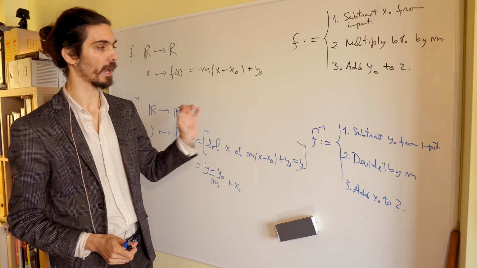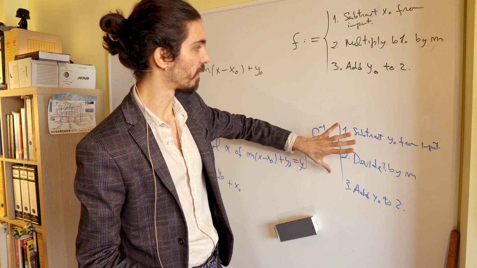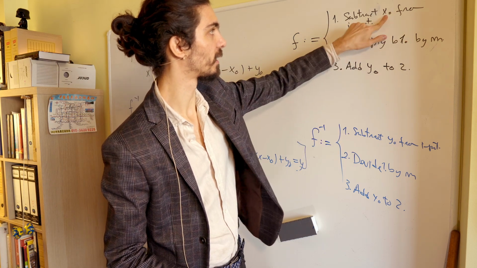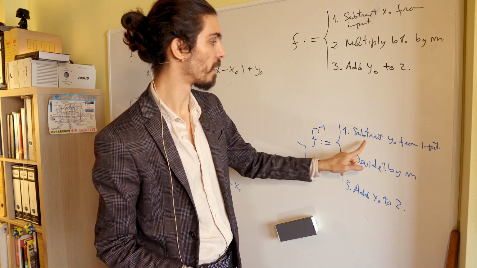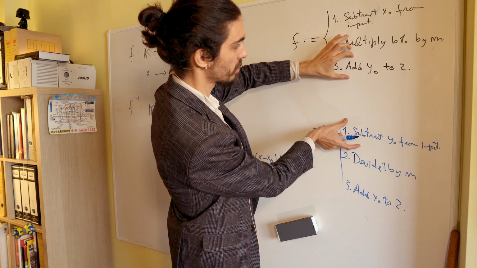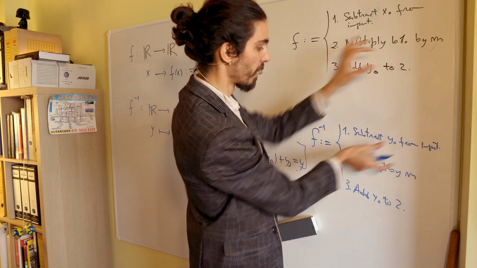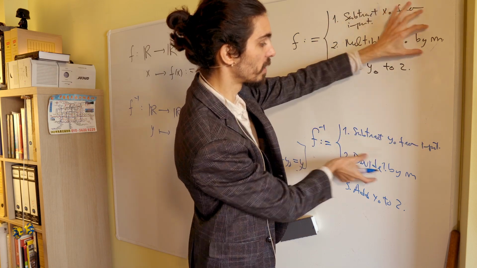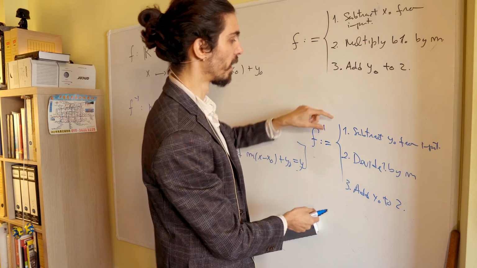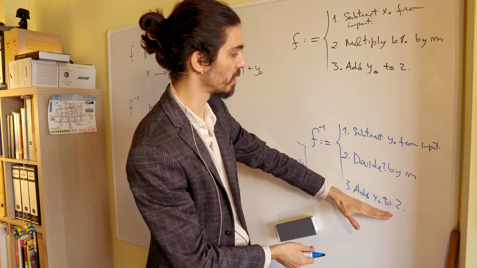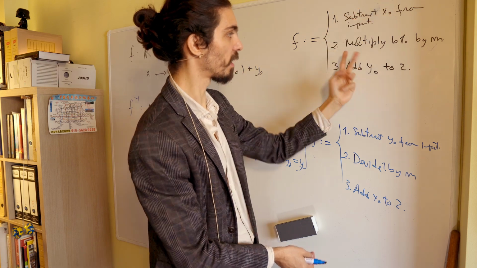Okay? And now look carefully at what's happening here. Here you subtract x0 from the input. Here you subtract y0 from the input. But if you look closely, these two steps are inverse of each other. Here you add, here you subtract. Similarly, you multiply here by m, you divide by m. Finally, you subtract x0, now you add x0. Can you see that these three steps here are these steps here but in reverse order, and each one is the inverse of this thing?